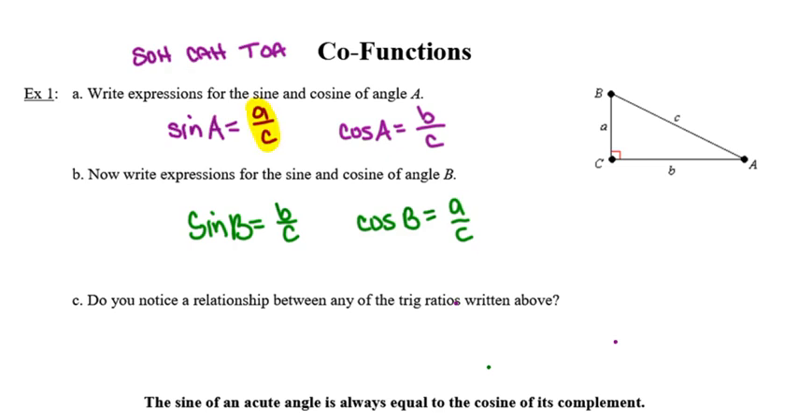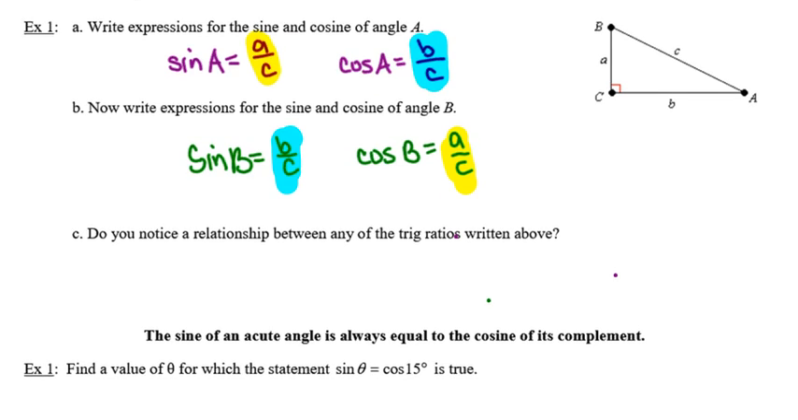Notice that the sine of angle A and the cosine of angle B both compare the same sides of the triangle and are therefore equal to one another. Likewise, cosine of angle A and sine of angle B also compare the same sides of the triangle, and they too are equivalent to one another.